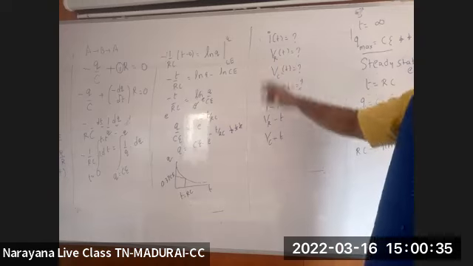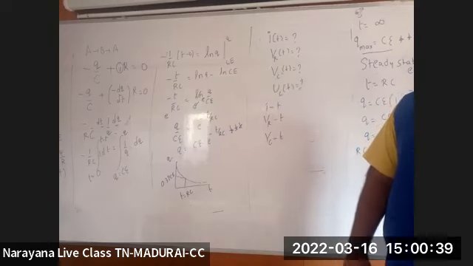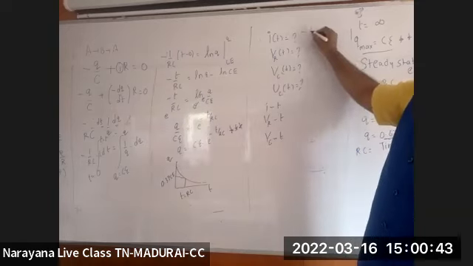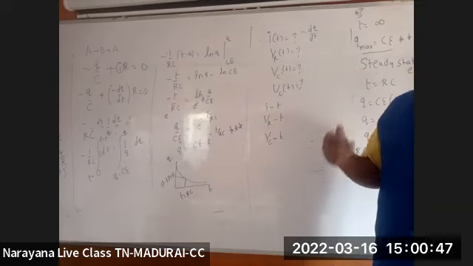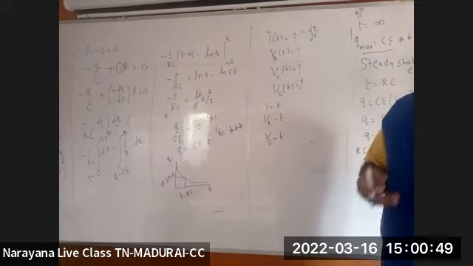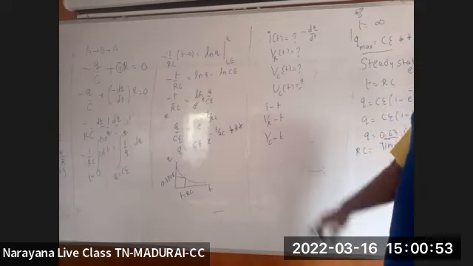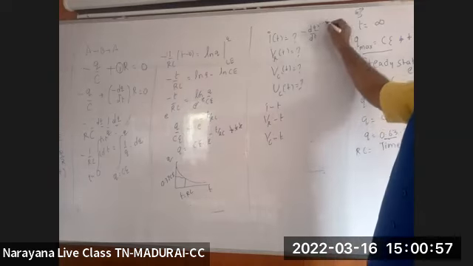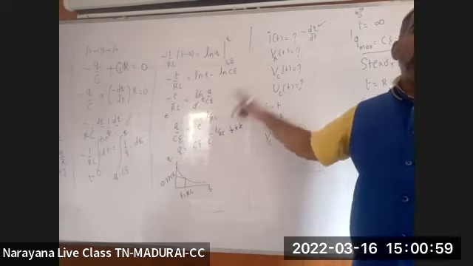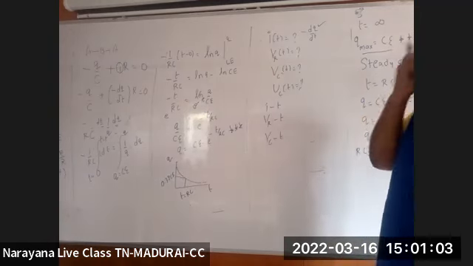How will you find the current? Tell me one plan. Current equals minus dq by dt. I told you many times: current in the circuit is contributed by loss of charge. So you should not write plus dq by dt. Compulsory minus dq by dt. Put the q value here and tell me the answer. E by R only.